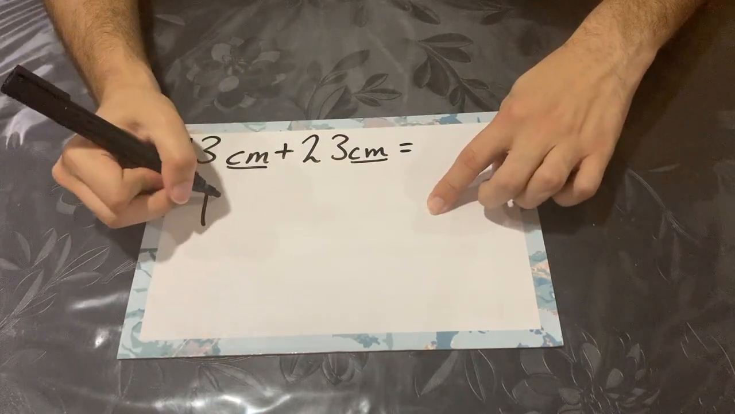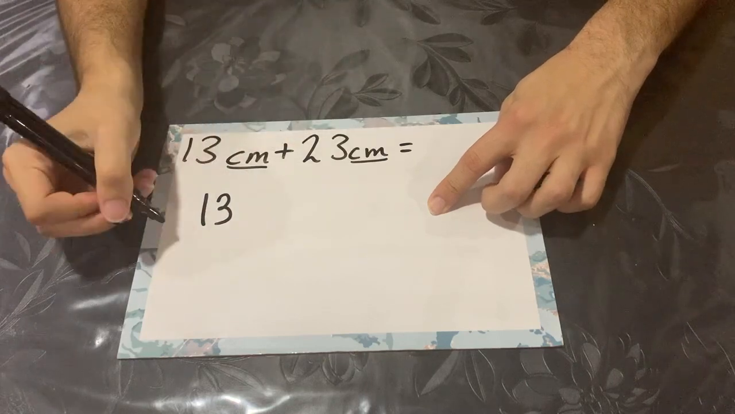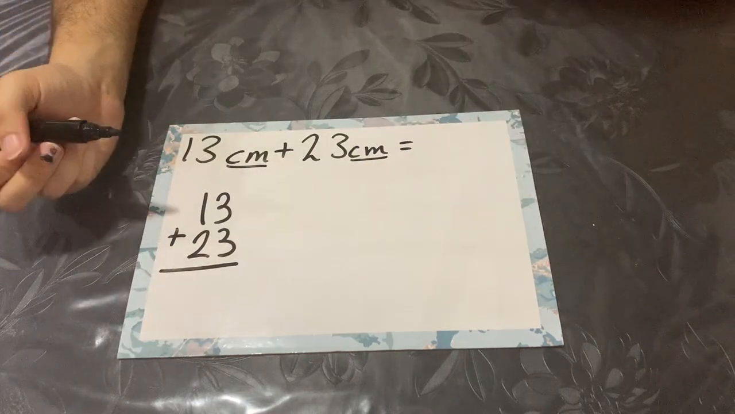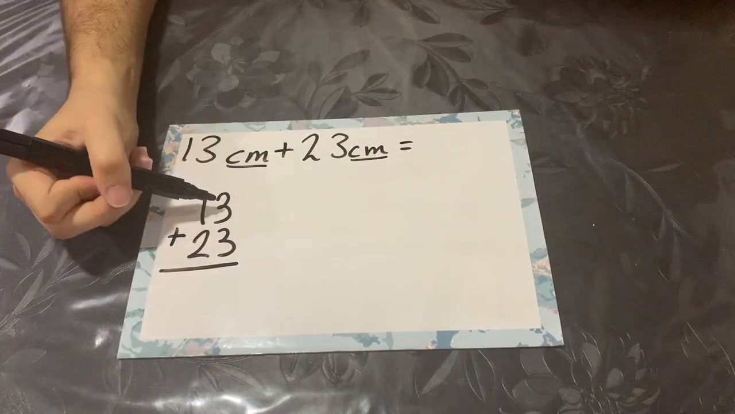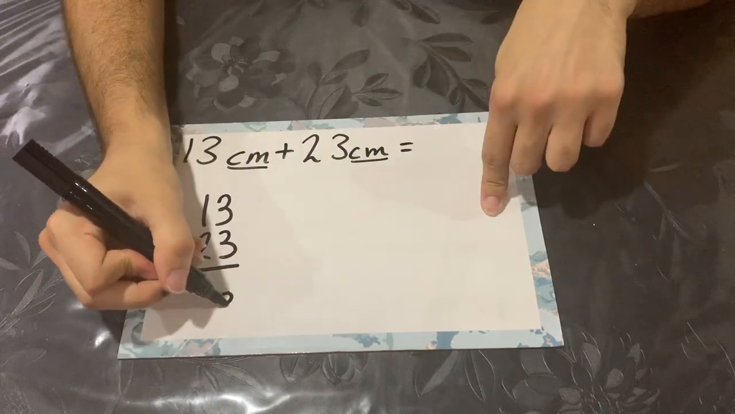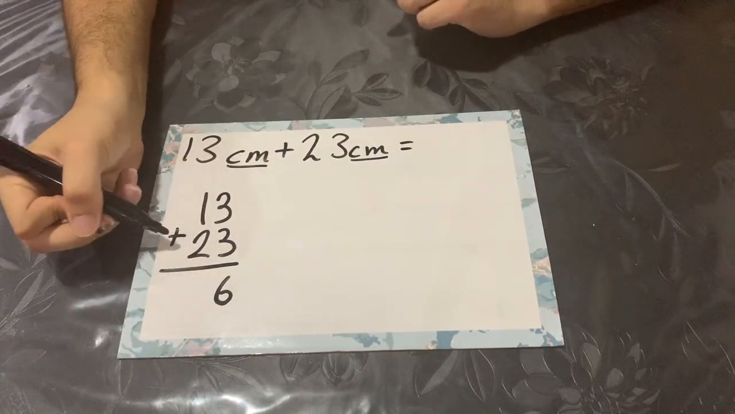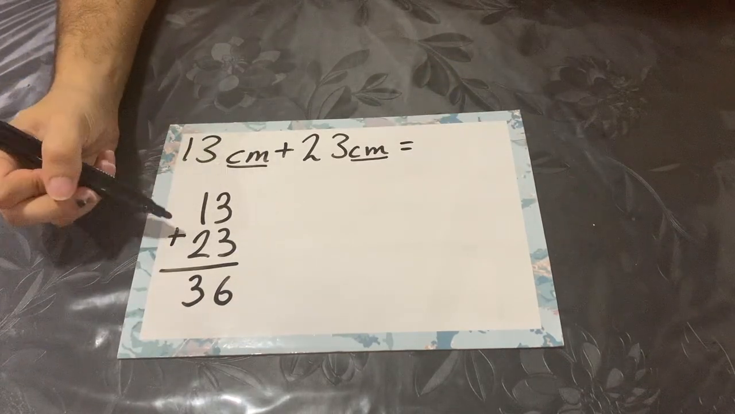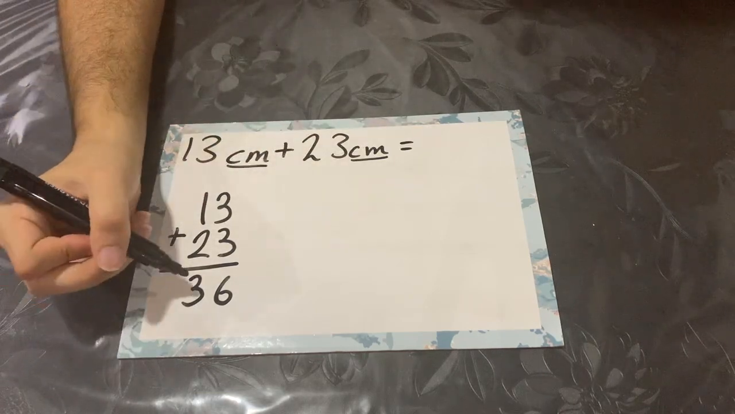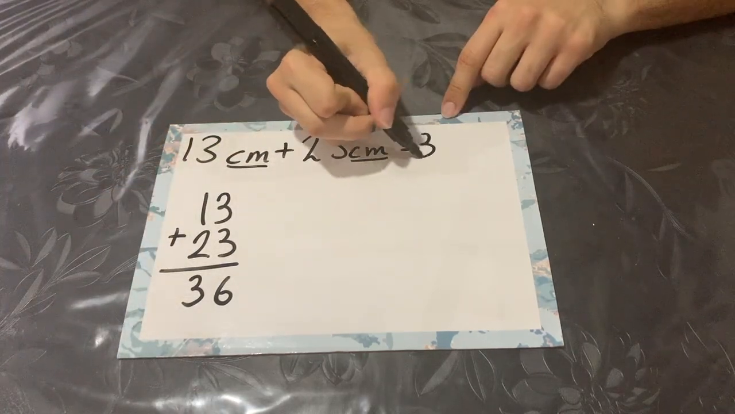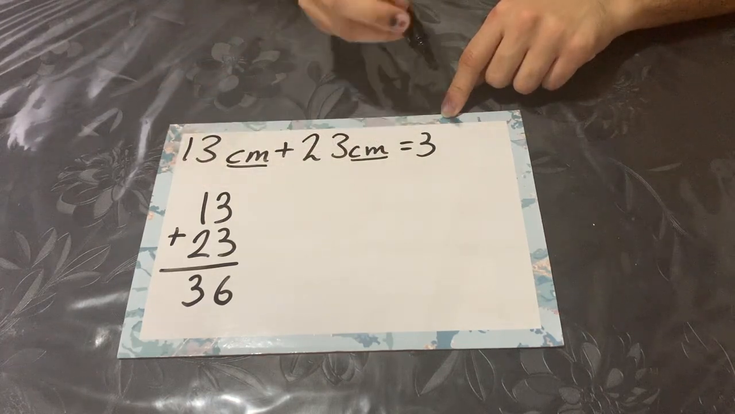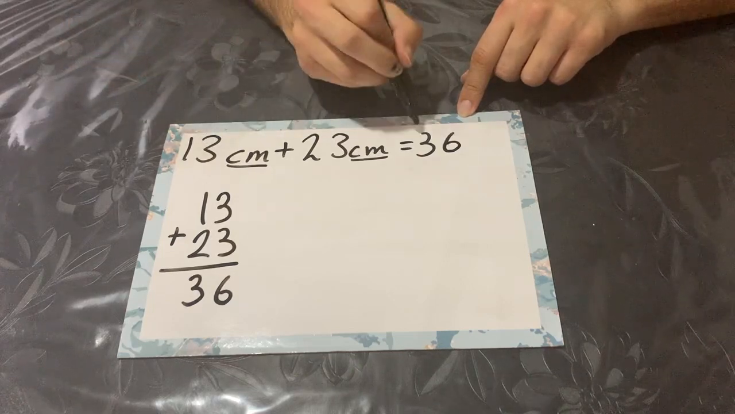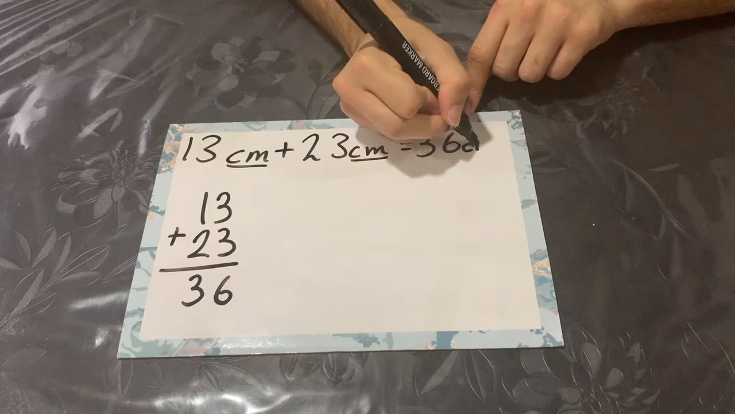And I'm going to write 13 plus 23. So you always add your ones first. So I've got 3 plus 3, which makes 6. And then I've got 1, add 2, which makes 3. Which means 13 centimeters add 23 centimeters makes 36. Now, every time you write your answer, you need to remember to write your unit of measurement as well. So 23 and 13 makes 36 centimeters.